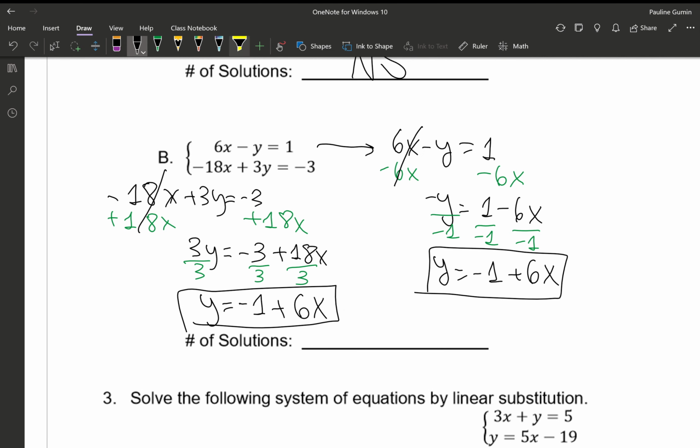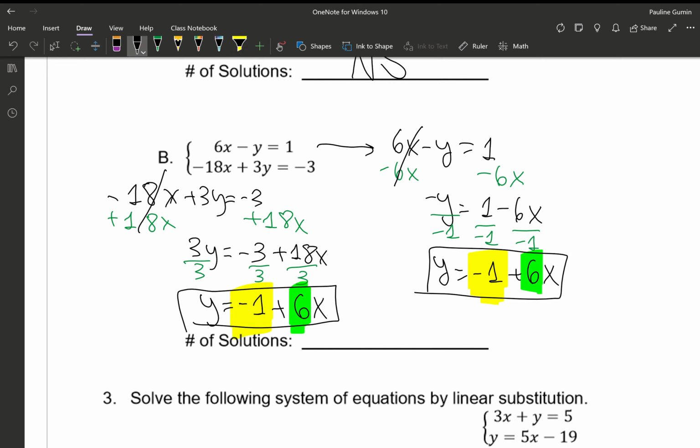So let's take a look at their slopes and y-intercepts. Well, these happen to have the same exact slope. All right, let's see how their y-intercepts look. The y-intercept here is negative 1, and the y-intercept there is negative 1.